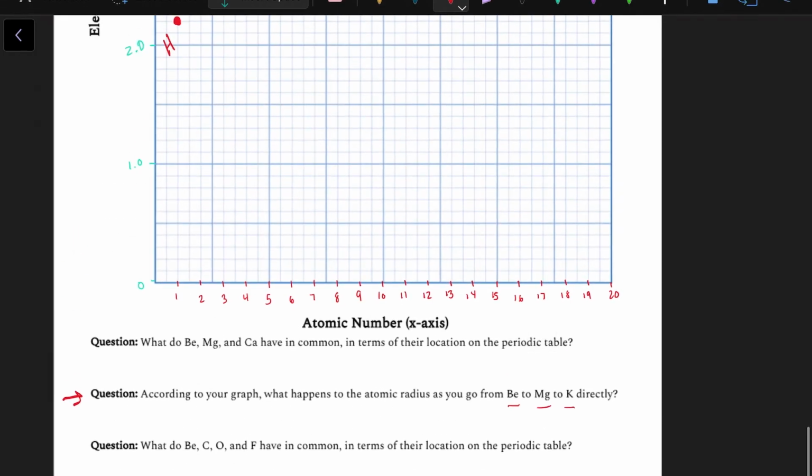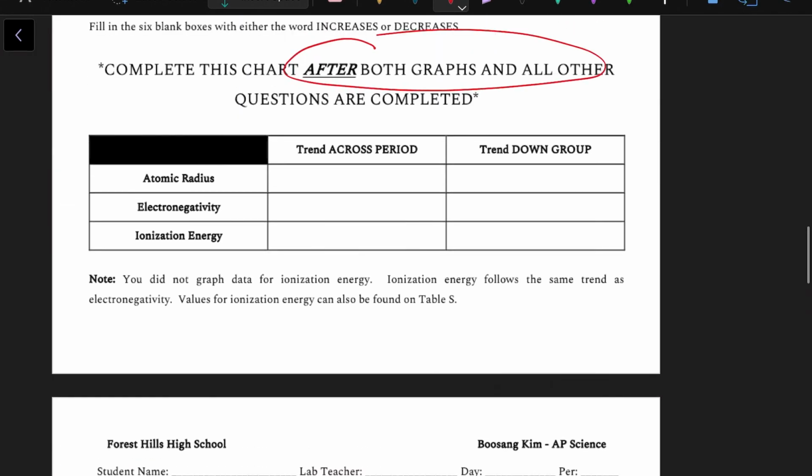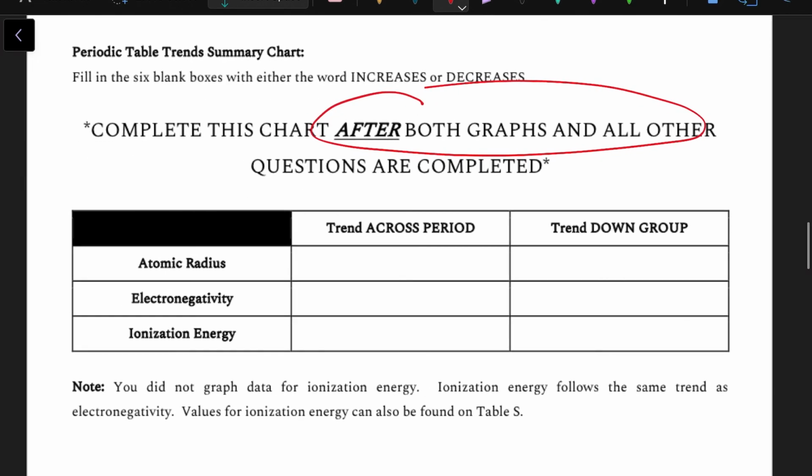Once all of those questions and graphs are done, you will easily be able to fill in this little chart. Note, it asks for ionization energy. We did not graph that, but it follows the same trend as electronegativity, and all those values are also on Table S. So this is, by the end of the lab, what you should be able to fill out using all of your information.